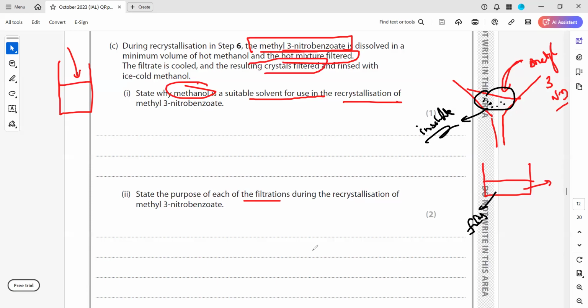Sir, can you please repeat the first part? I couldn't hear, your voice was unheard. And state why methanol is a suitable solvent. This one? I asked you why we should mention that the solubility of a substance changes with the temperature.